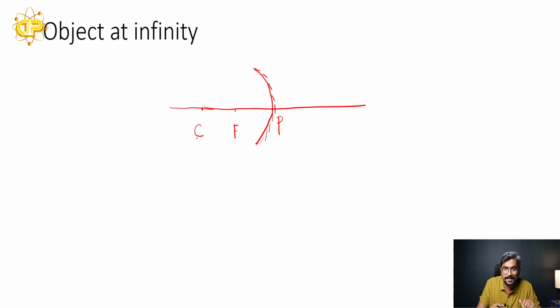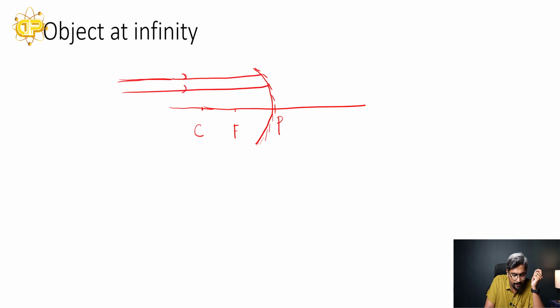The first and foremost case is the object placed at infinity. From infinity, if 2 rays are coming from a single point, then they will be parallel to each other. We learned this idea in the previous session, and I will put the video somewhere here, so if anyone does not know, you can go through that video. Here 2 rays are parallel to the principal axis. The first ray will be passing through the focus, and the second ray will also pass through the focus.